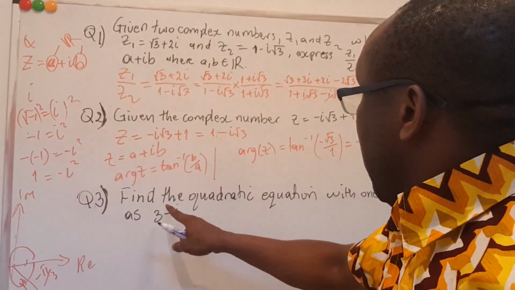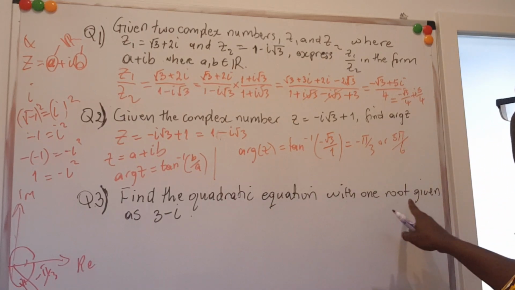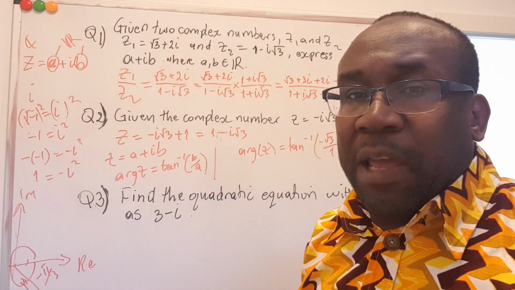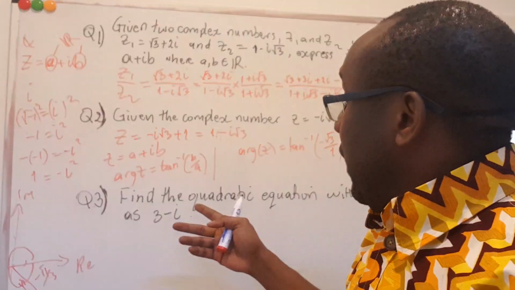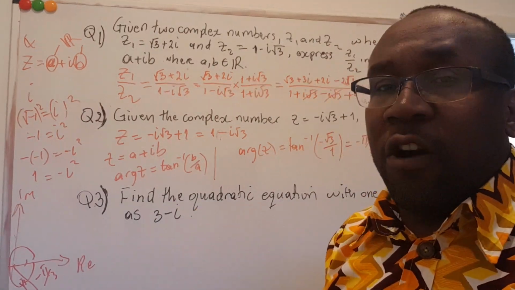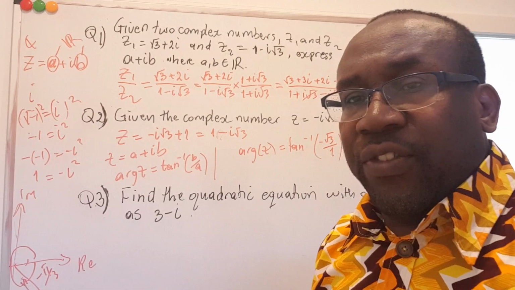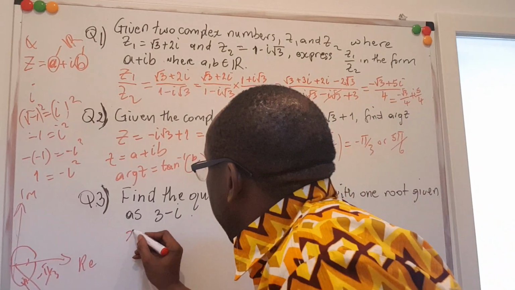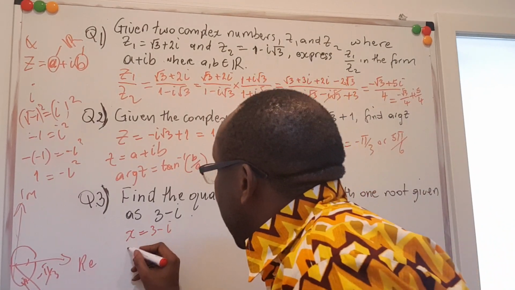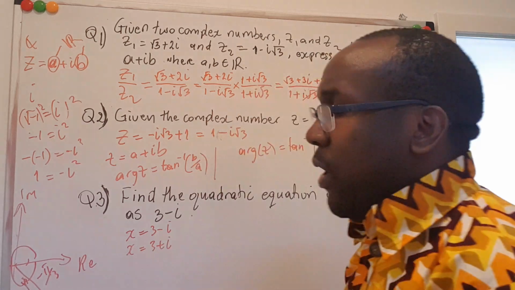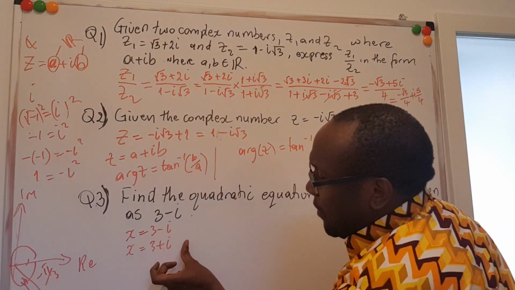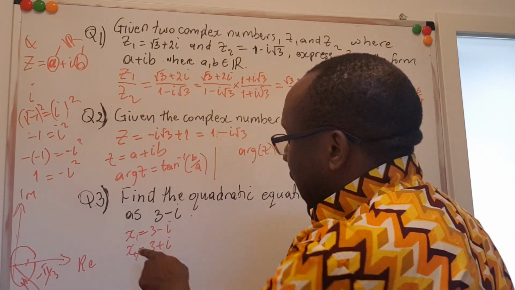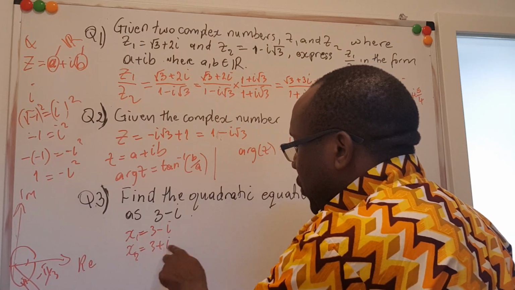The next question says, find the quadratic equation with one root given by this. Normally we know that we can only get quadratic equations when we have two roots, but that is when the roots are real. If the roots are imaginary, like this case here, it means one is enough, because roots for quadratic equations always appear in conjugate pairs if they are imaginary. That means x is equal to 3 minus i is a root. x is equal to 3 plus i is also a root, where I just change the sign of the imaginary part. So this is the conjugate pair of that one. So either x is equal to 3 minus i or 3 plus i.